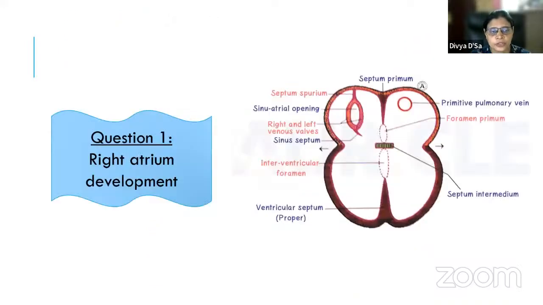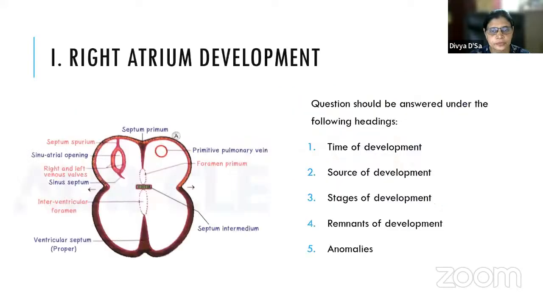So coming to the first question, right atrial development. Usually this question is asked as a 5 marks question, so as a short essay question. So how do you write this answer? You need to write always in embryology, when the development happens, what is the source, which are the embryological structures which form this, as well as the stages in the development. Then if there are any remnants of the embryonic structure, as well as anomalies associated with the development.